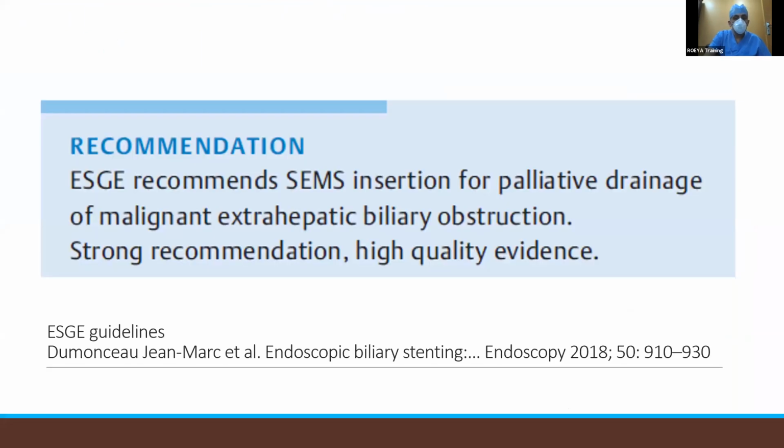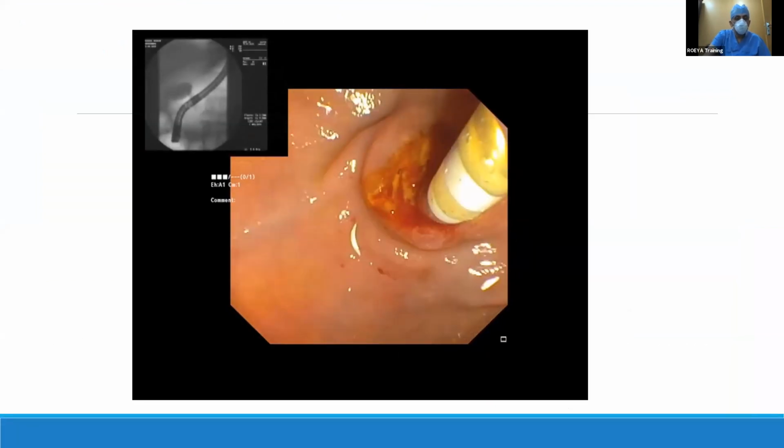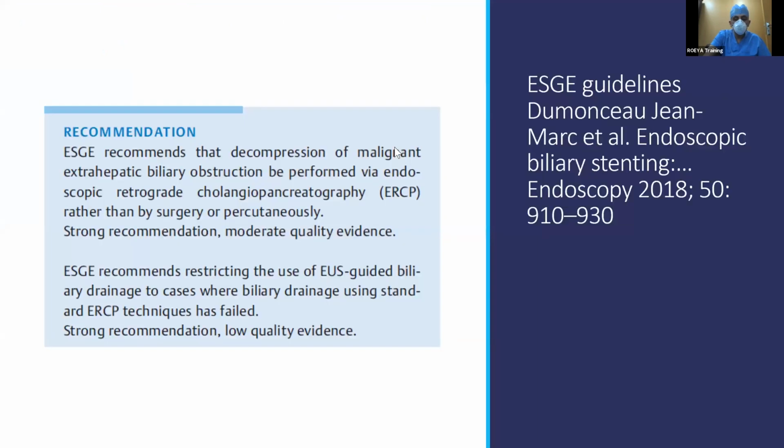So again, it is clear that ESGE recommends a self-expandable metallic stent for palliation of these non-resectable tumors. This is another example of a video when you have a distal stricture.